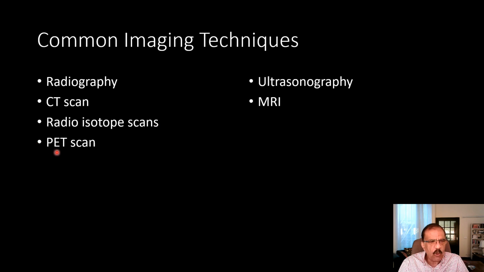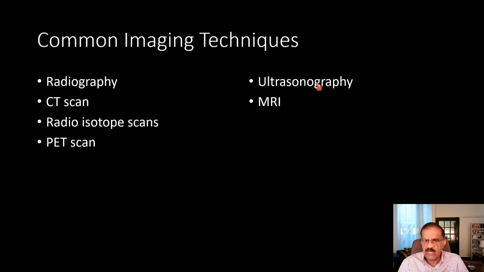Then there's a scan called PET scan. This is actually positron emission tomogram, and this is perhaps the latest and the most sophisticated and most expensive one also. And this basically tells us about the metabolic activity in the body, usually those parts of the body which are otherwise not accessible. And it is usually used to detect metastasis and also some hidden inflammatory conditions in the body.